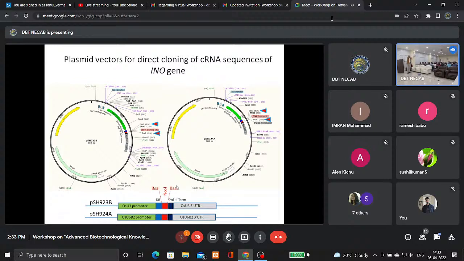This is the same vector, but here instead of U3 it has the Oryza sativa U6B2 promoter. Only the promoters are different in the two vector systems; otherwise both are almost the same. One uses the Oryza sativa U3 promoter, the other the Oryza sativa U6B2 promoter. As I said, there is a direct repeat and a terminator. So this is the whole expression cassette which we are using.